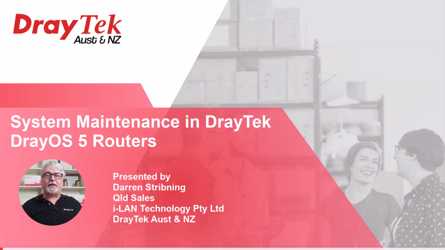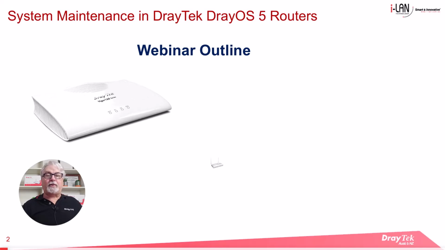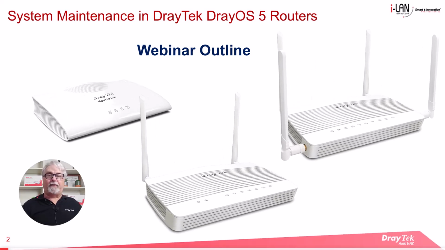Continuing from our webinar series covering various features in DrayOS 5 routers, today we'll have the final installment in our series, which focuses on the system maintenance features. DrayOS 5 routers currently include the Vigor 167, Vigor 2136 and Vigor C510 series, but more DrayTek router models will become available in the near future.